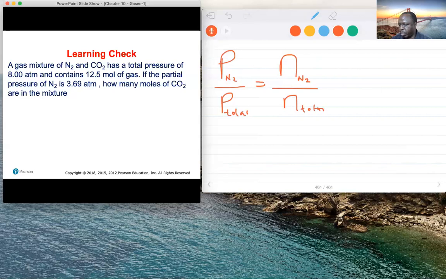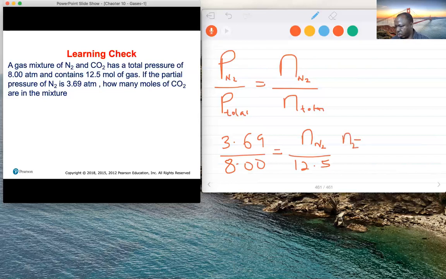The partial pressure for nitrogen is 3.69 atmospheres over the total pressure, 8.00, equals the number of moles of N2, which we don't know, that's what I'm looking for, over the total number of moles, 12.5. Which means N2, or nitrogen.